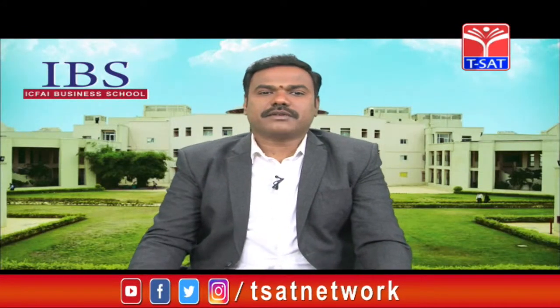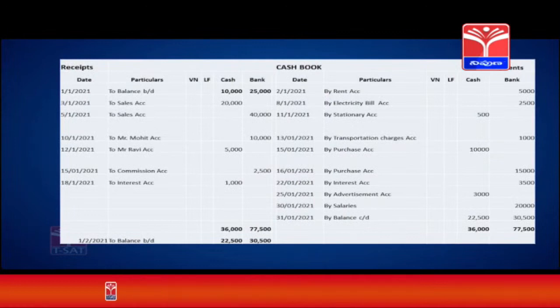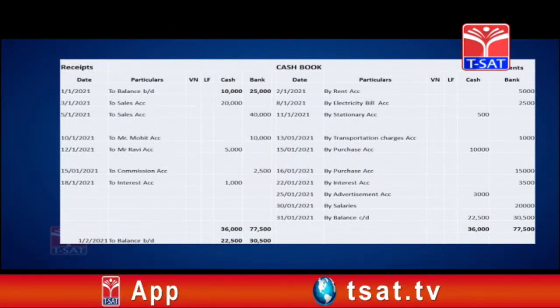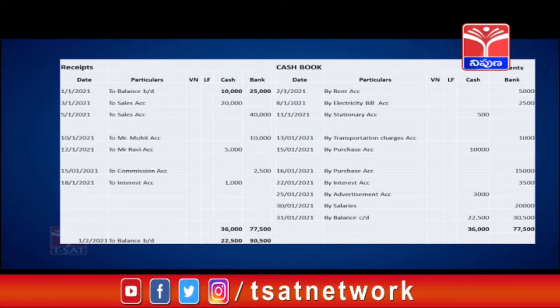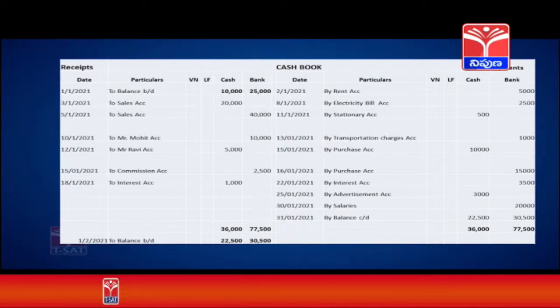So, this is an example of cash book. Cash book is having two sides. On the left side, we record receipts, and on the right side, we record payments. We see the columns in the cash book: date column, particulars, VN stands for voucher number, LF is ledger folio number, and we have two columns for amount, that is cash column and bank column. Same columns you can see on the right side of the cash book also.